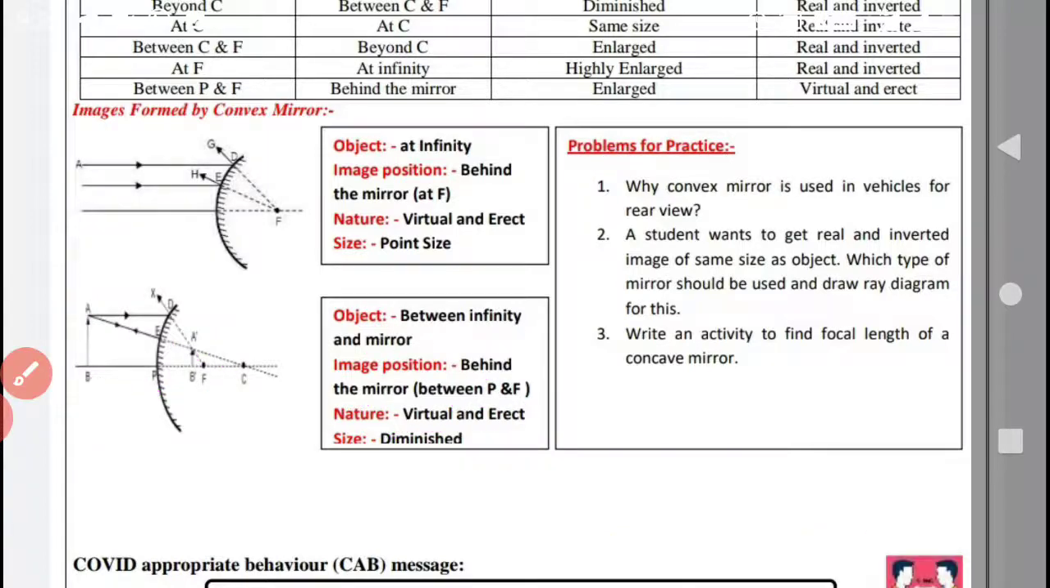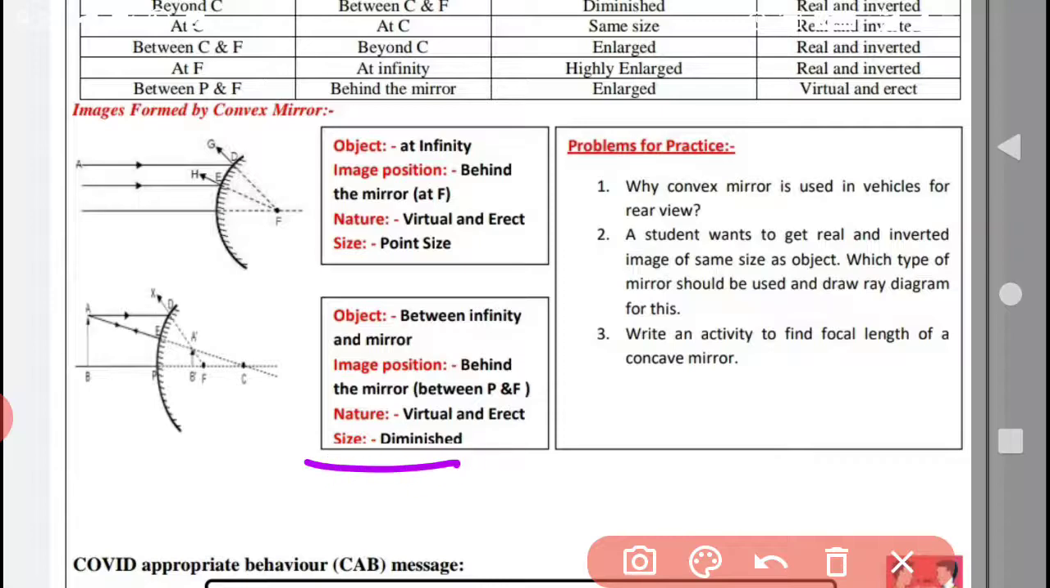The first question is, why is a convex mirror used in vehicles as a rear view mirror? The same thing I have already told you: the convex mirror forms small size or very diminished images of big objects, and the images are erect as well. That's why we use the convex mirror, and the convex mirror has a very wide view.